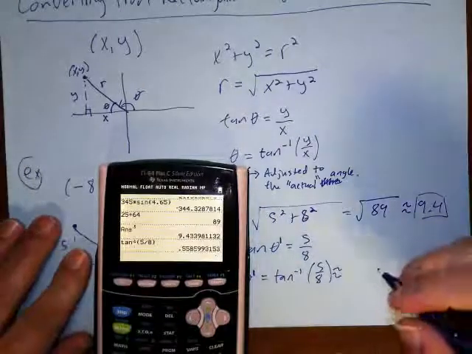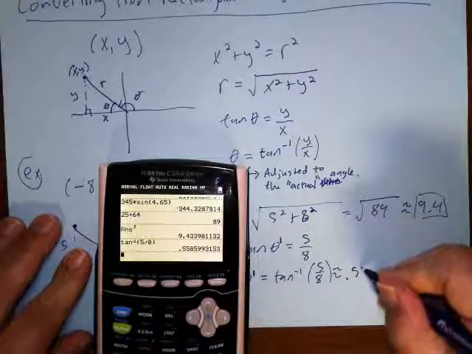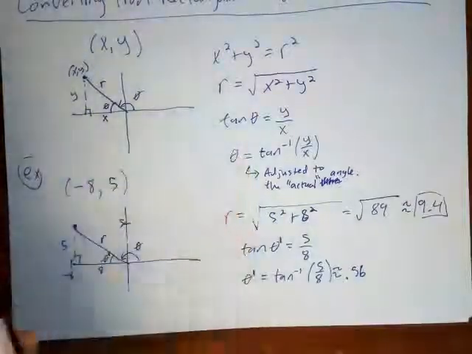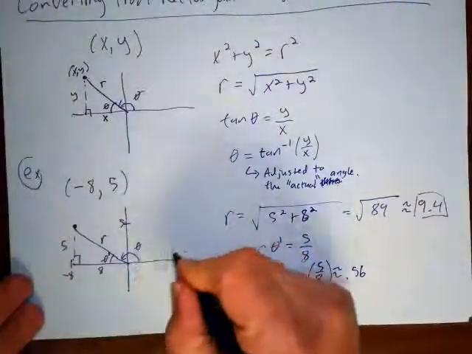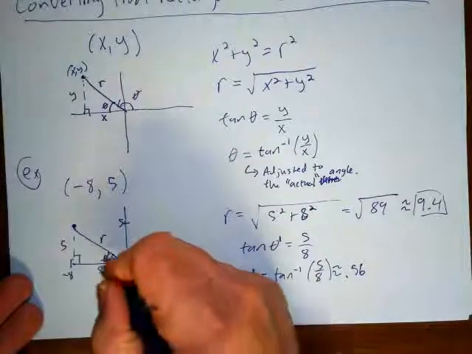So that's like 0.56. I'll round it to 2. So that's like 0.56 radians. So that's actually this angle. So this is 0.56, right?